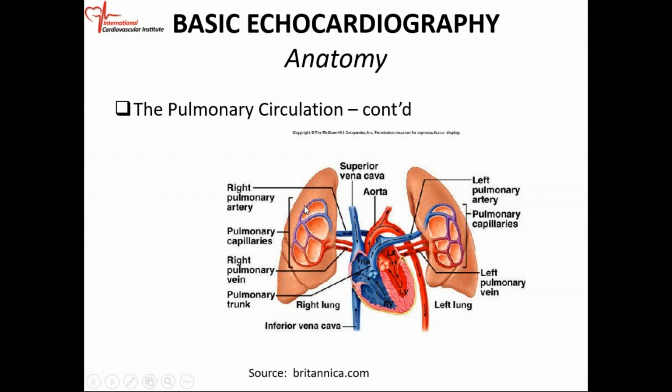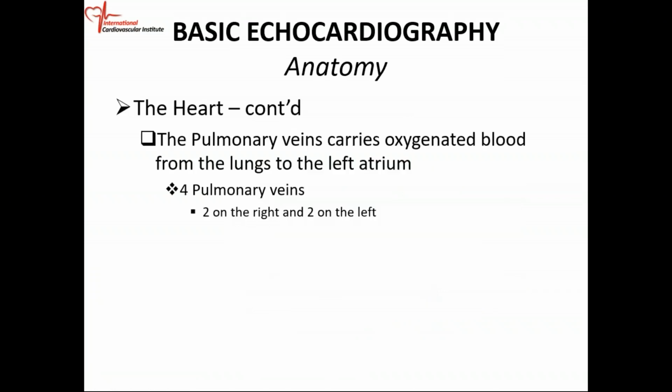All right. So your aortic root is right down here. When it goes up, it's the ascending aorta. And when it curves, this is the aortic arch. This is your descending aorta. Okay? All right. So the pulmonary veins carry oxygenated blood from the lungs to the left atrium. There are four pulmonary veins, two on the right and two on the left.